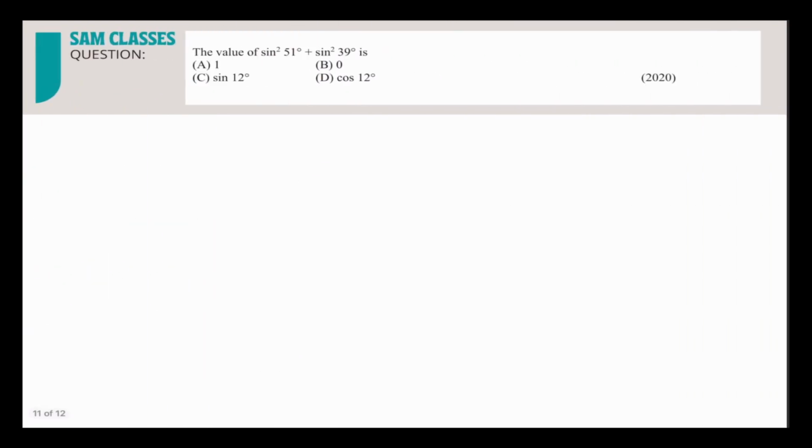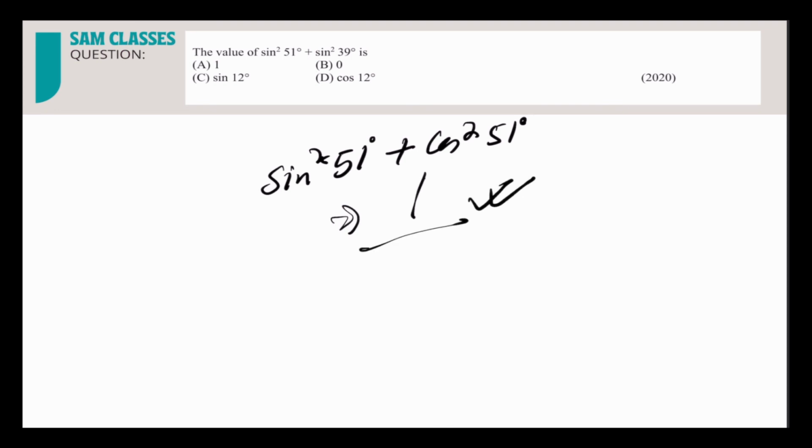Let's see the next one. See this one, a lot of students will see it and say the answer directly. So the answer is 1. Correct. Why? Because sine square 39 degree can be written as cos square 51 degree. So sine square theta plus cos square theta is 1. Directly done. Correct.